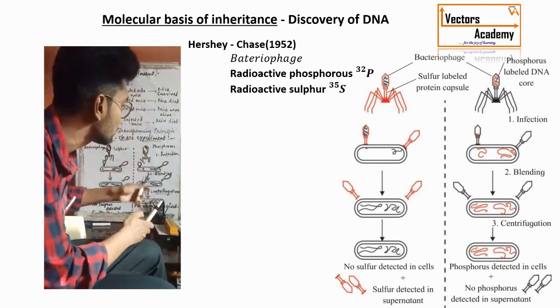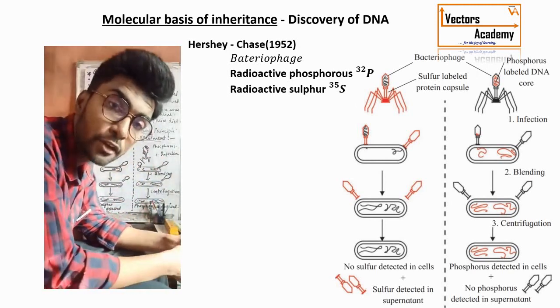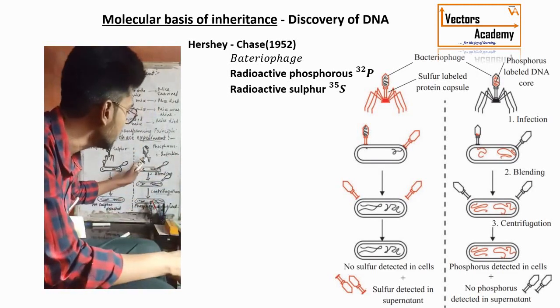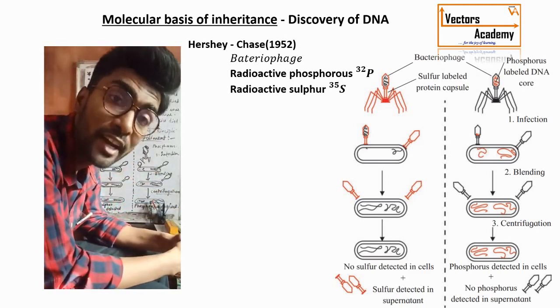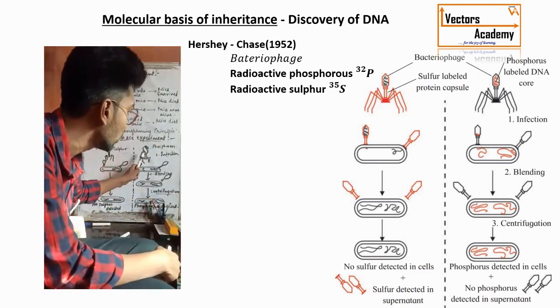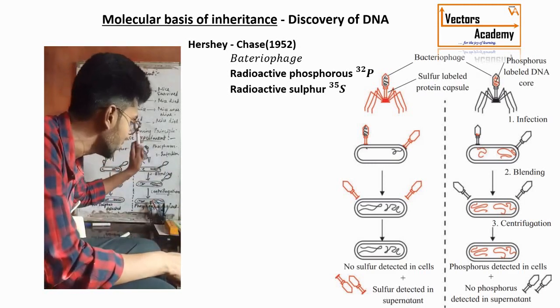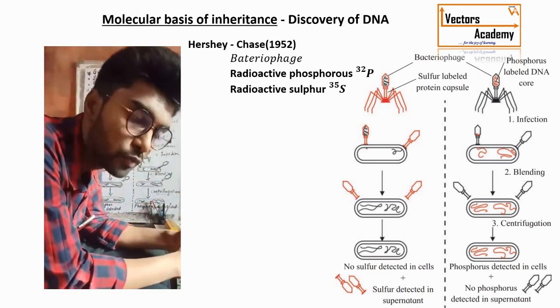Those viruses which were grown in the phosphorus medium contain radioactive DNA but not radioactive protein. Why does it contain radioactive DNA? Because DNA contains phosphate, or phosphorus, correct? So the viruses grown in the radioactive phosphorus medium contain radioactive DNA but not radioactive protein, because DNA is made up of phosphorus.